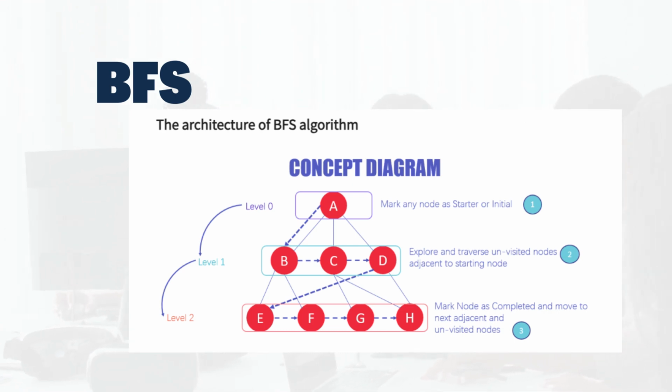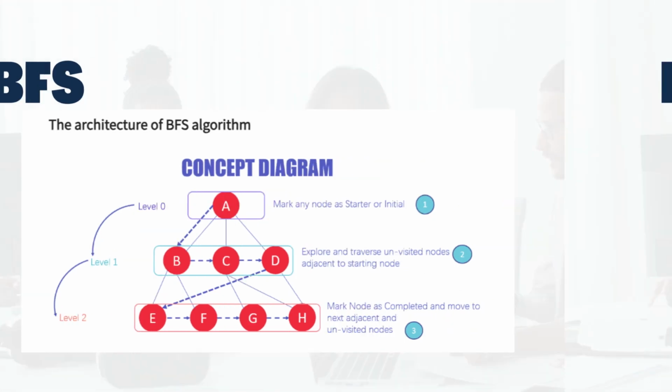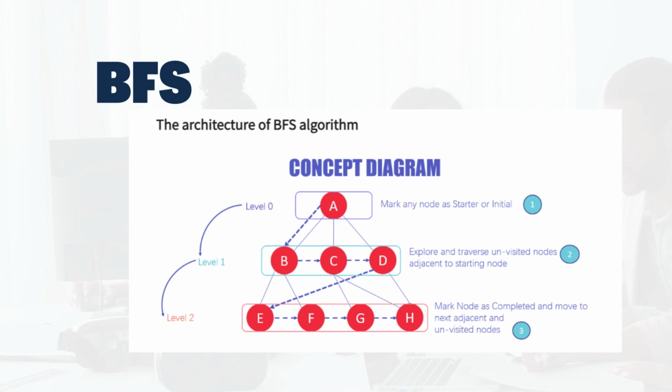The BFS algorithm utilizes a queue data structure to keep track of the vertices to be visited. It starts by enqueuing the source vertex and then repeatedly dequeues a vertex from the front of the queue, processes it, enqueues its unvisited adjacent vertices, and marks the dequeued vertex as visited. This process continues until the queue becomes empty, indicating that all vertices have been visited.